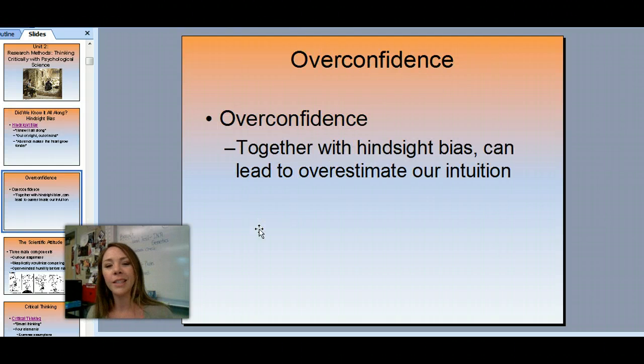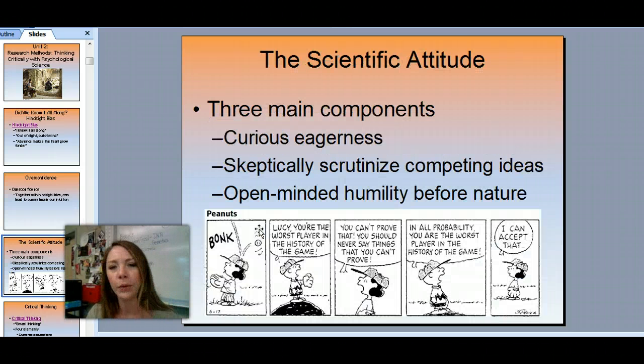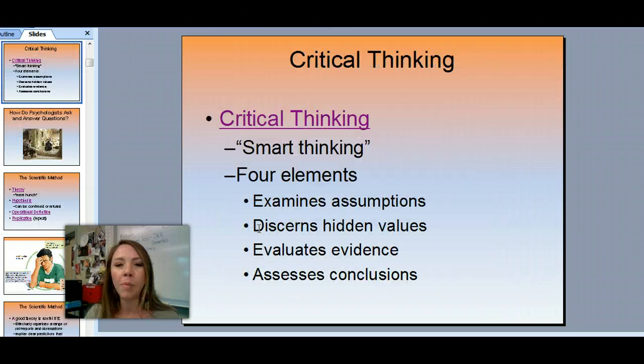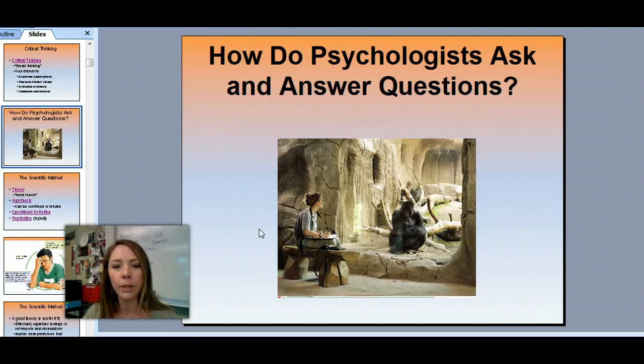Overconfidence. Together with hindsight, it can lead to overestimation. So overconfidence in something, meaning that you feel like you could do something faster than you actually could. For those of you watching this lecture the day before the exam, you are overconfident that you could squeeze it all into one time period. And now you've got 6 hours to cram. Hopefully that's not you. Scientific attitude, don't need to talk about. Critical thinking, we don't need to talk about.